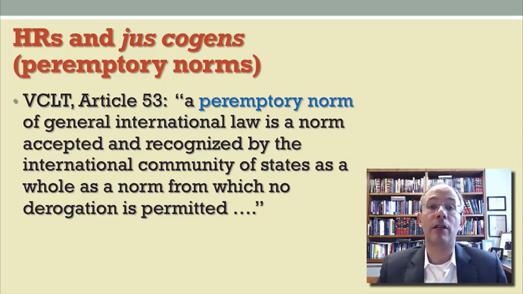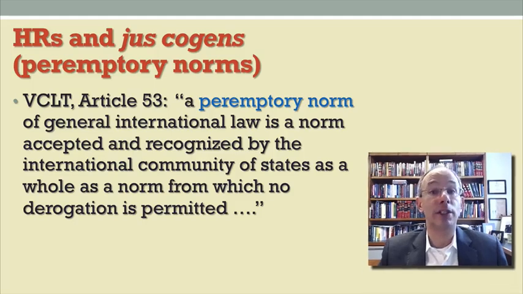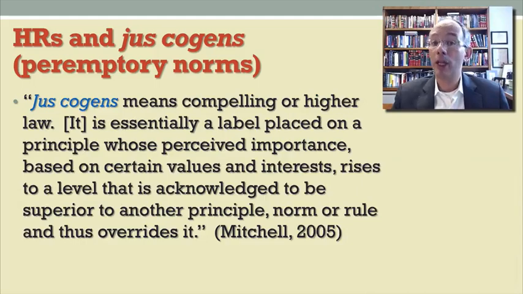Now that's a fairly formal sounding definition. Here's a more practical application of the same idea. Really what we're talking about with jus cogens or peremptory norms are higher order legal norms. And really we're talking here about a label that is placed on those norms whose perceived importance is so great that they are acknowledged universally or nearly universally to be superior to other norms and rules.